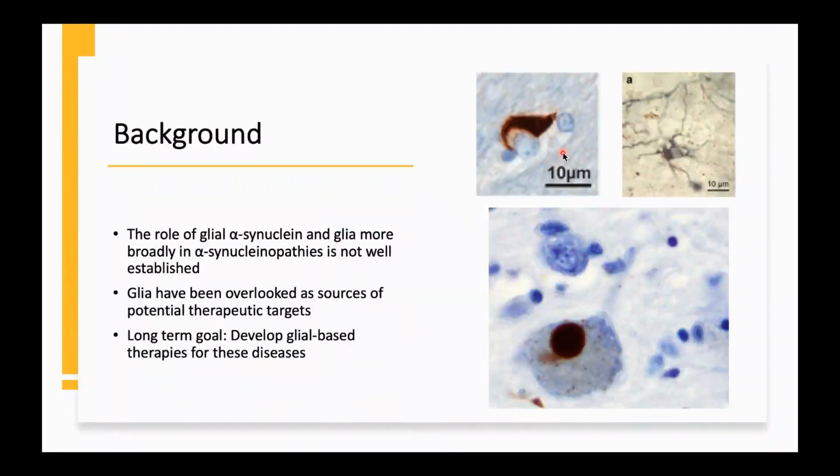So this has been known for a long time, that these inclusions can be in both neurons and glia, but the role of glial alpha-synuclein has really not been focused on. And in fact, the role of glia more broadly in alpha-synucleinopathies is not really well established, as much of the focus of research has been on the role of neurons.